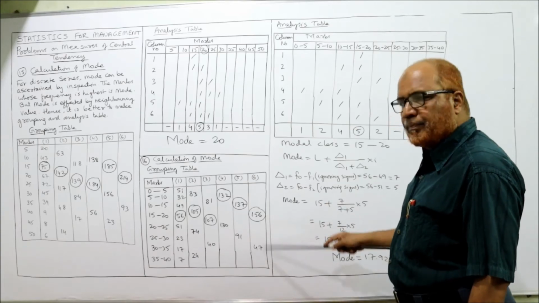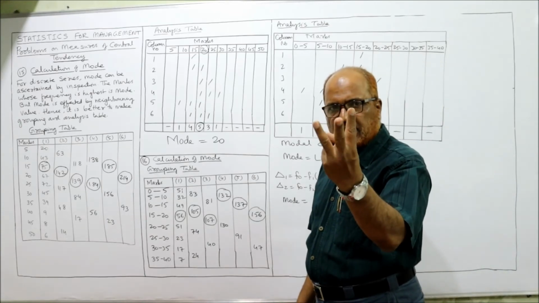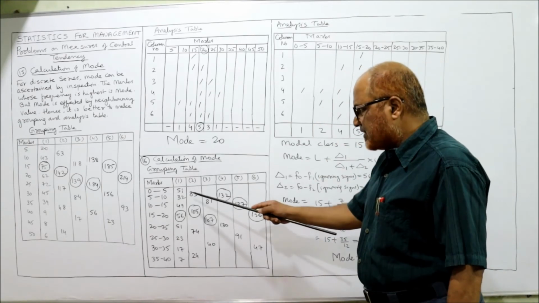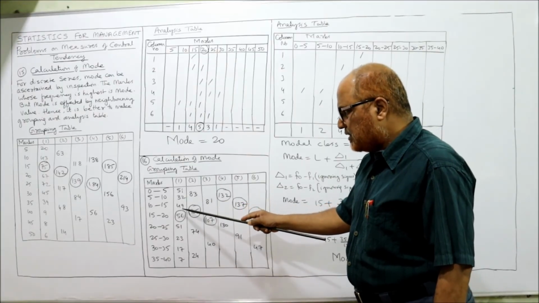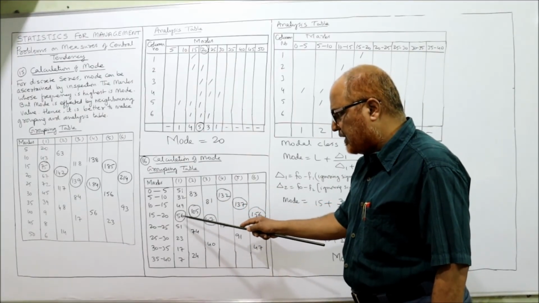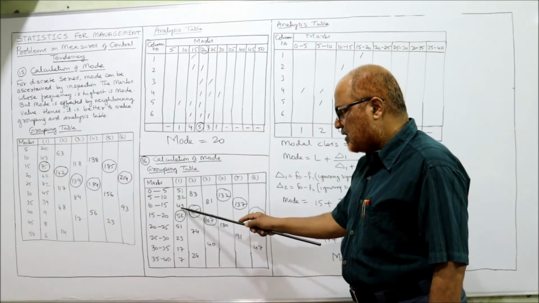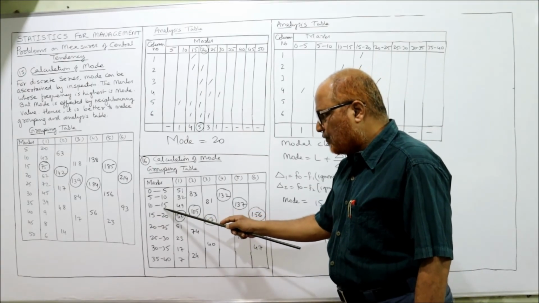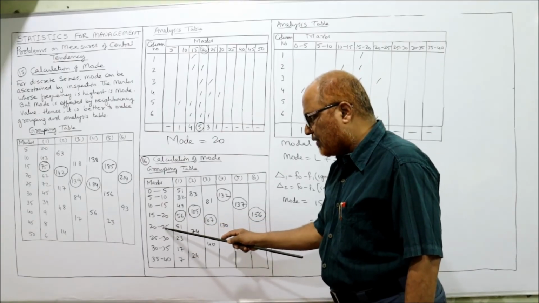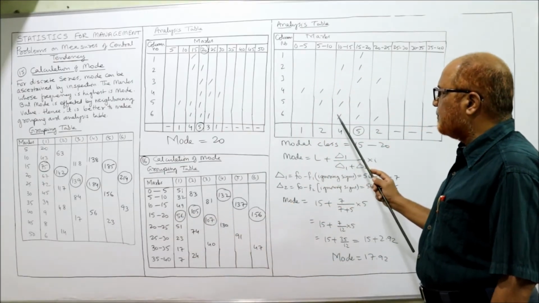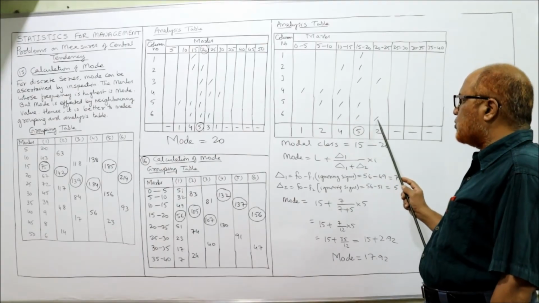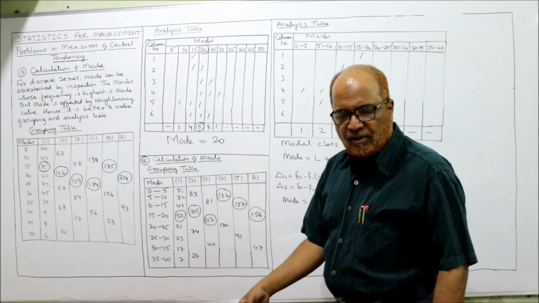Last, sixth column, leave the first two and then group them in threes. The first two we have left, then 49, 56, 51. If these three are added, you are getting 156. So which are the classes? 10 to 15, 15 to 20, 20 to 25. That's it. We have put the bars.